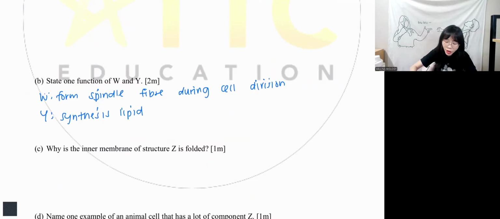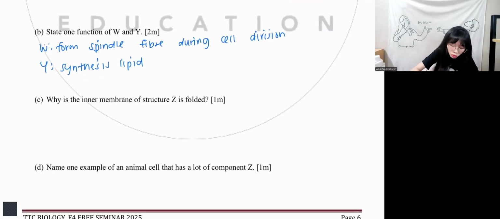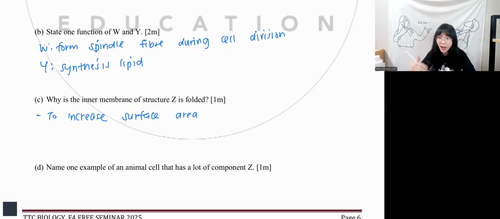Okay, if it's only 1 mark, you only have to write in 1 point. Okay, 1 mark only, right? Anything that is folded in biology, no matter whether they are mitochondria or not mitochondria, we have the same answer. Correct is to increase surface area. Now, if you have to write one more sentence to explain your answer, then you can say that to generate more energy in the form of ATP.